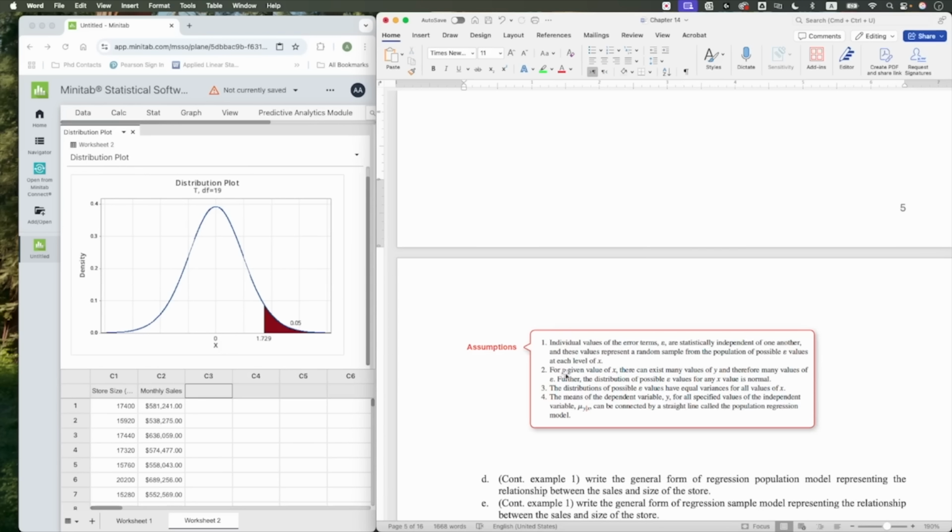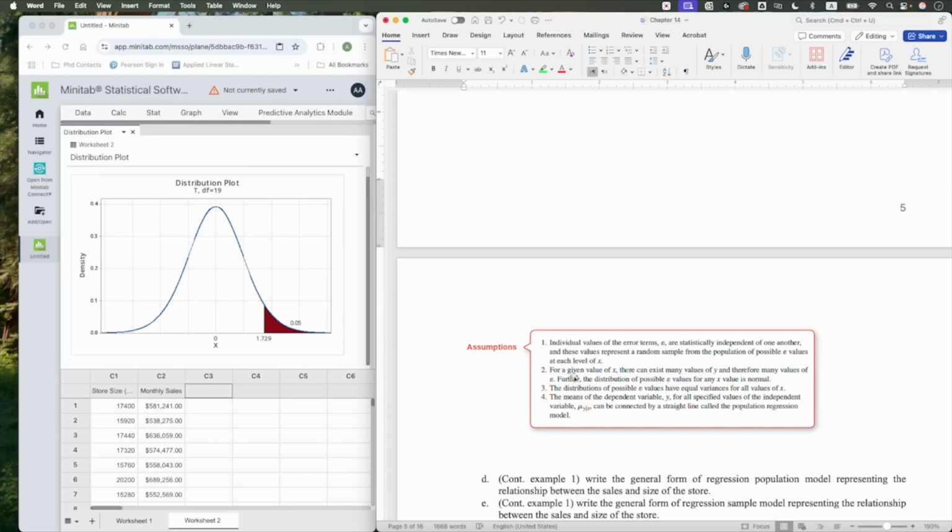The first one is about the independence of errors. The independence of error, what does this mean? The error for one observation should not influence or be correlated with the error of another. In other words, knowing the error in one observation provides no information about the error of another observation. This is the short title of this assumption, independence of the errors. These are very important assumptions.